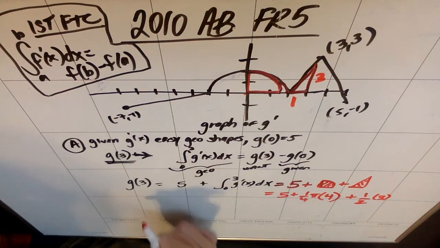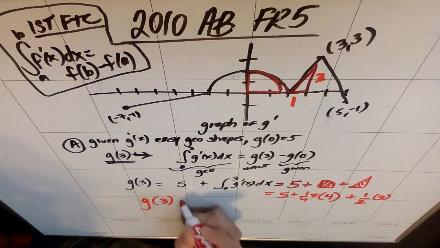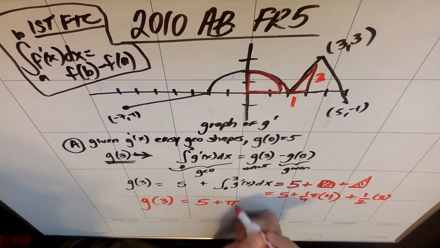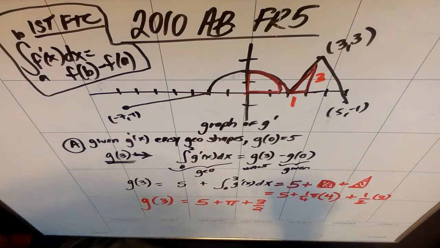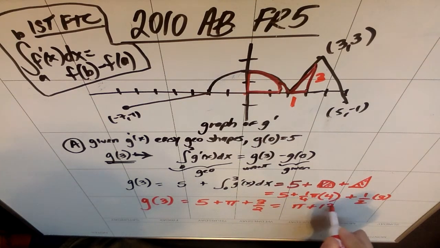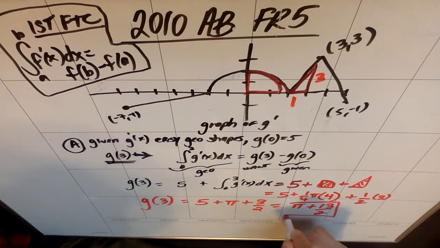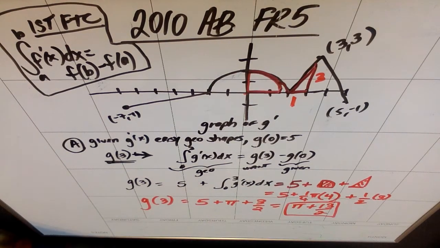So I'm pretty sure that I get that g of 3 is 5 plus a pi plus 3/2, which is not technically a wrong answer, but there's a solid chance that they want you to at least bother to put the 5 and the 3/2 together, right? So this is 10 halves. So the best answer you're probably going to see is a pi plus 13 halves or a pi plus 6.5 or any of those. Okay, so that's the first part of A.